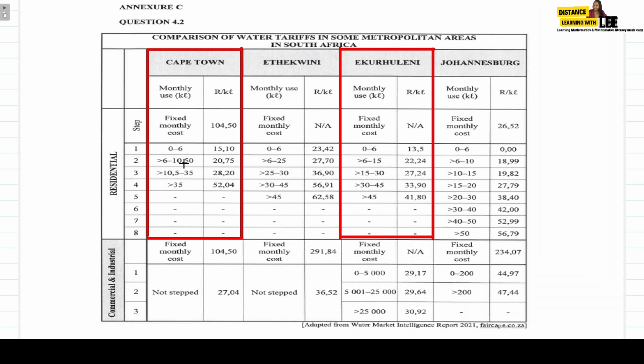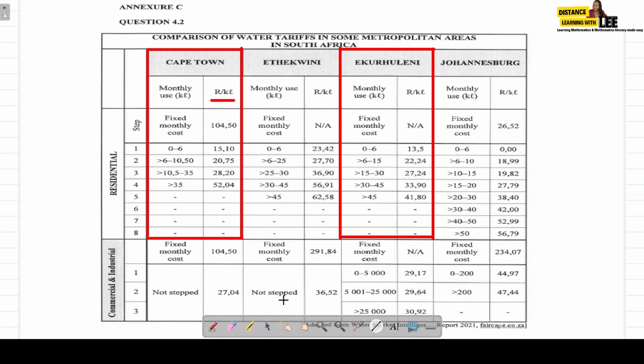If he uses between 6 kiloliters to 10.5 kiloliters, he needs to pay 20 Rand and 75 cents per kiloliter. We are told that if he uses between 10.5 kiloliters to 35 kiloliters, he needs to pay 28 Rand and 20 cents per kiloliter. And if he uses more than 35 kiloliters, he needs to pay 52 Rand and 4 cents per kiloliter, right? So what do all these intervals mean?